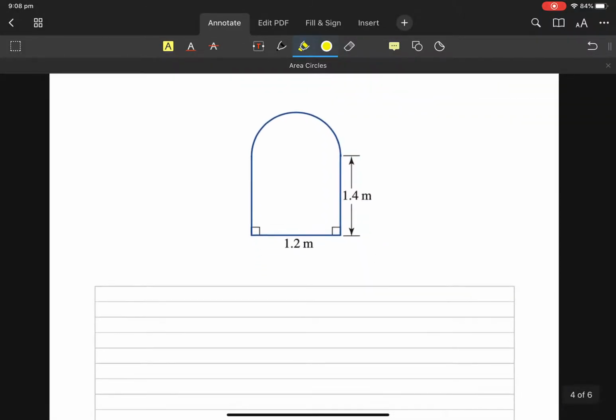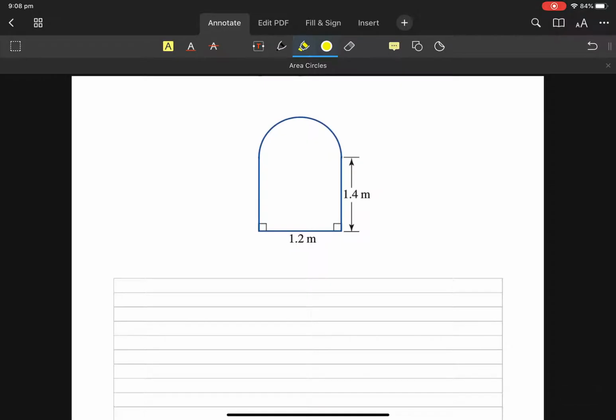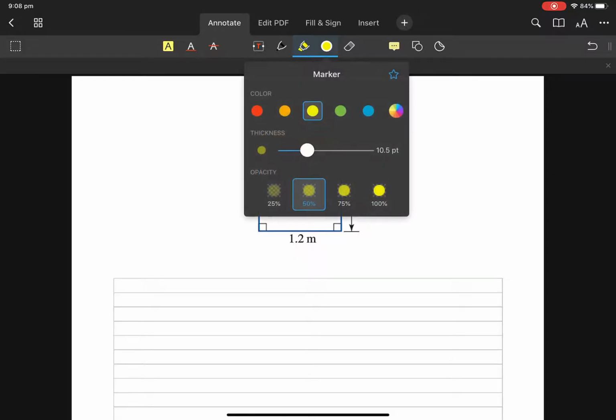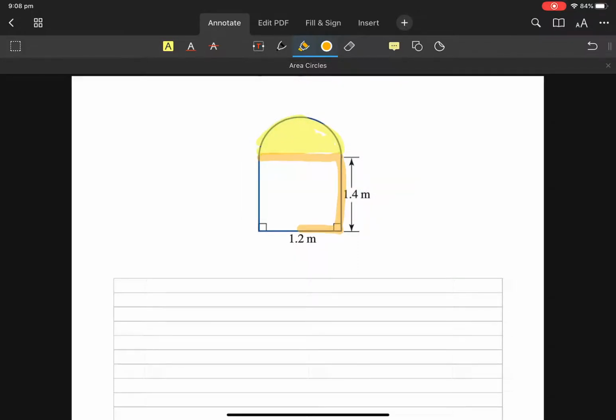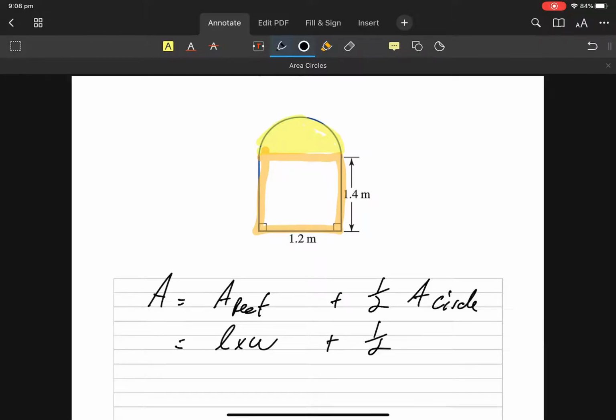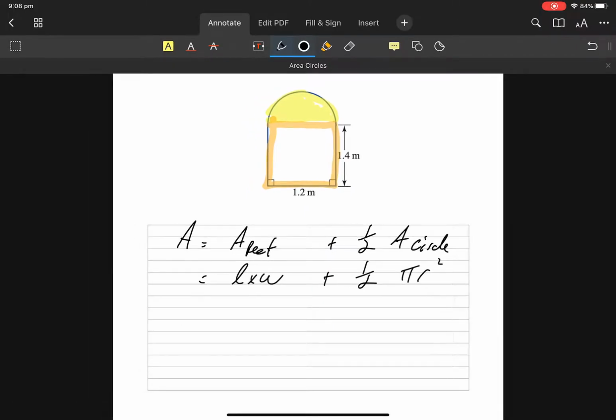Okay, not many more to go. So, what have we got here? We've got half a circle and a rectangle. Very similar to the last one. So the total area will be the area of the rectangle plus a half the area of a circle. That rectangle is length times width plus a half of pi r squared. All we need are the dimensions.